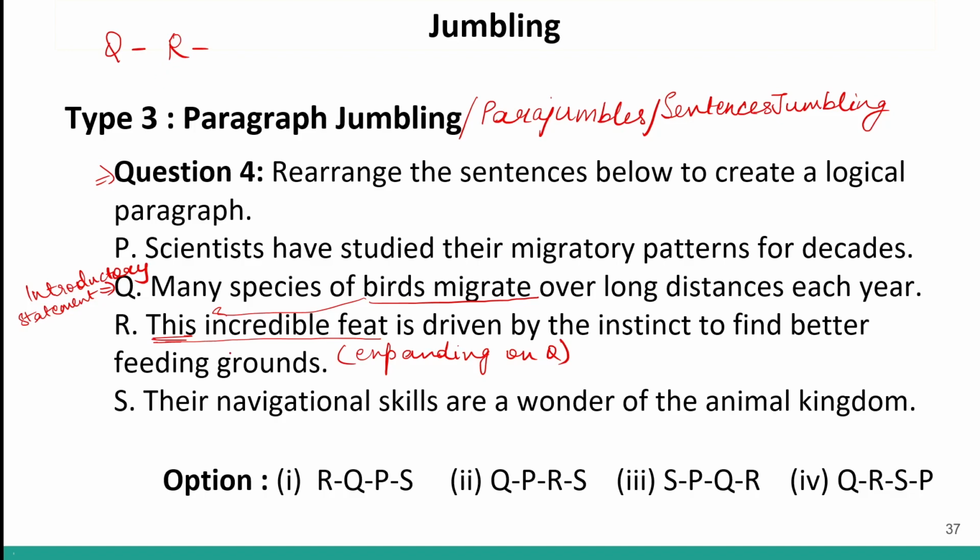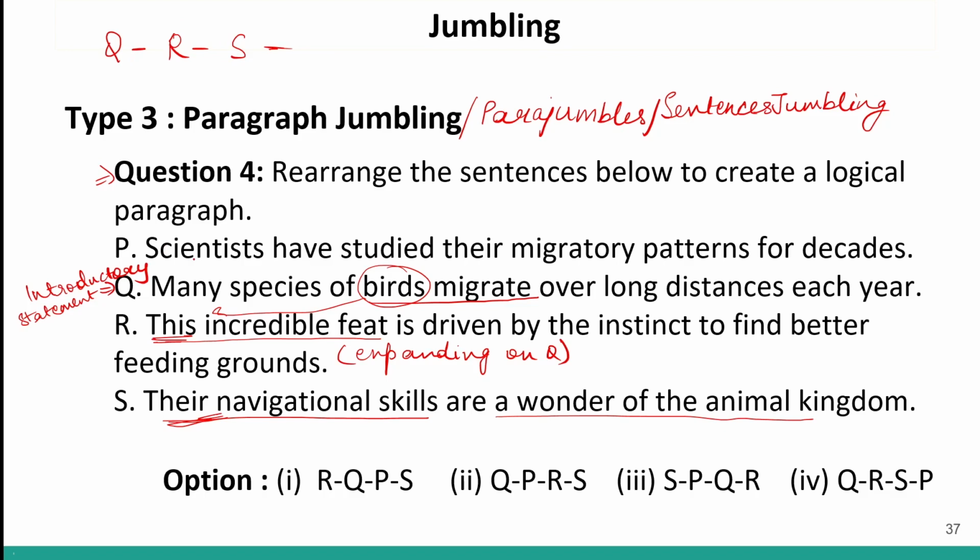Correct? Now, this incredible feat is driven by the instinct to find better feeding grounds. Now, their navigation skills are a wonder of the animal kingdom. So whose navigation skills? Birds' navigation skills. Correct? This will be after Q, because we introduced the idea of Q over here. Then we immediately expanded through R, and then there means birds' navigation skills. So logically, S will come after Q.